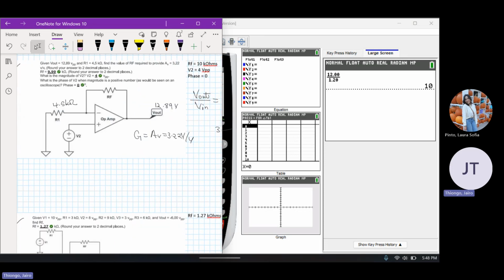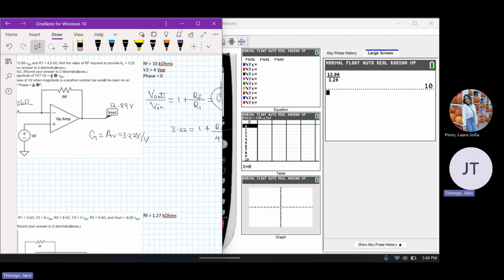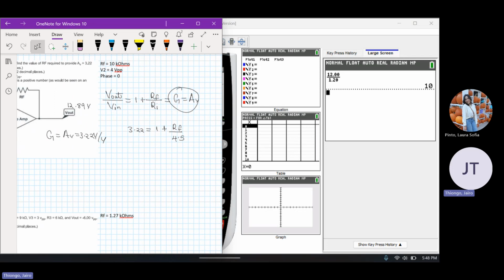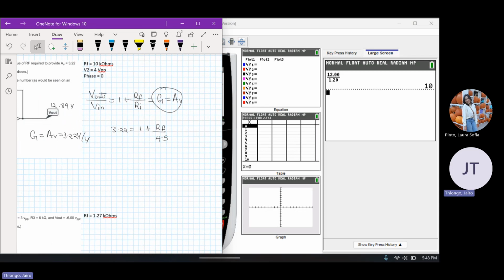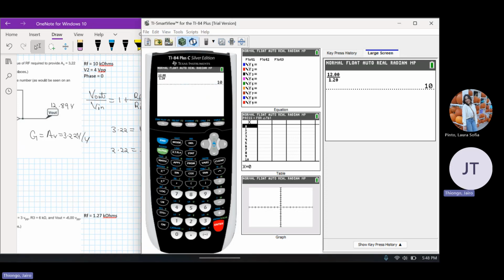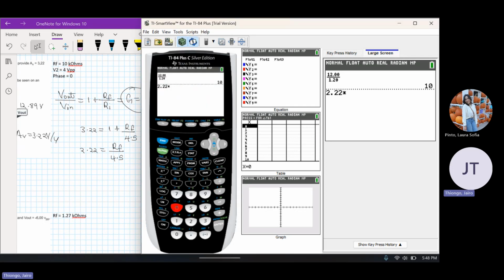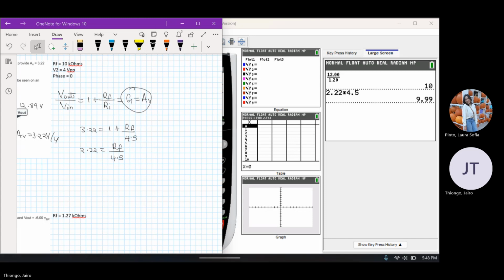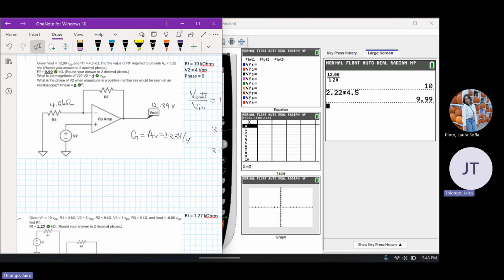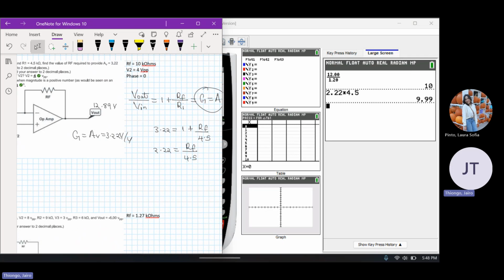It's in kilo ohms, but you do not have to change it back to ohms by multiplying by 10 to the third, as long as you keep everything consistent. You do not change one to ohms and leave the other as kilo ohms. So subtract 1 from both sides: 2.22 equals Rf over 4.5. Multiplying 2.22 by 4.5, we get 9.99. The answer given is 10 kilo ohms, but that's just rounded off.